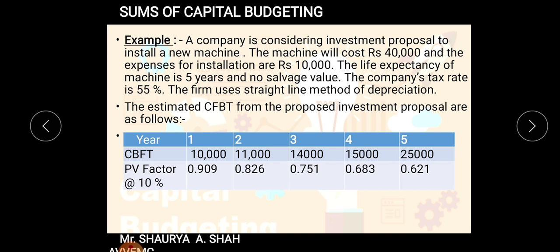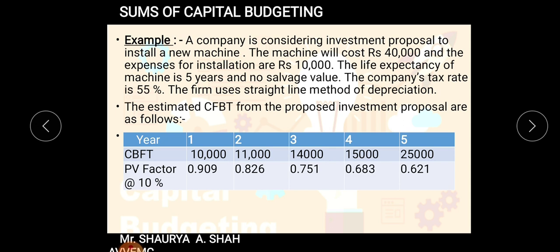So what is the life of the machine? 5 years. What is the investment? 40,000 plus 10,000. The company's tax rate is 55%. The firm uses SLM for depreciation. SLM, dear students, is the straight line method, where the depreciation remains the same every year. So the estimated CFBT, that is cash flow before tax, from the proposed investment proposals are as follows, right? Cash flow before tax is the CFBT.